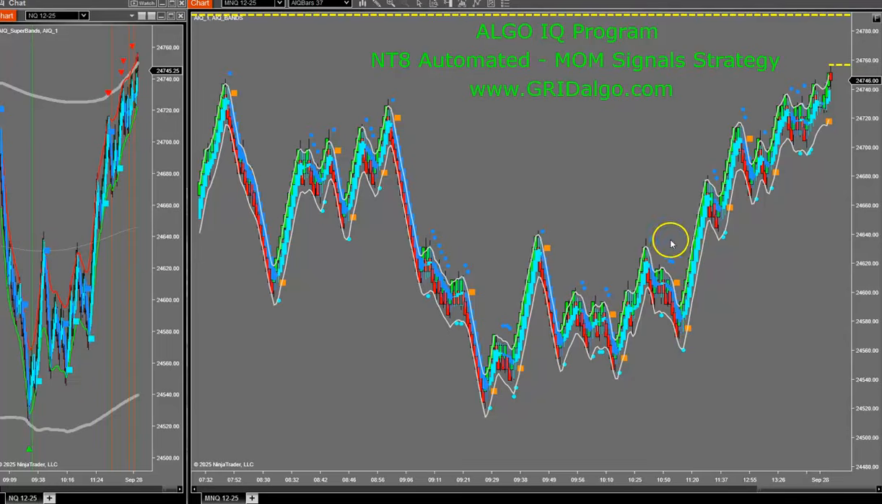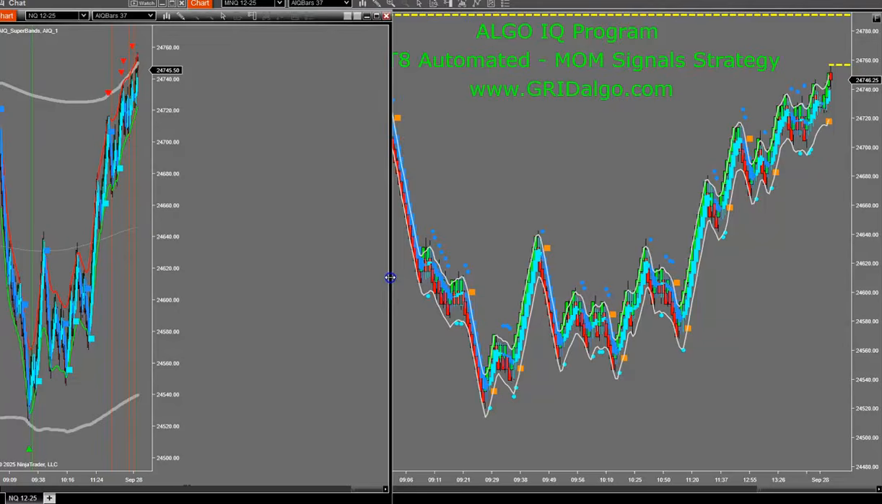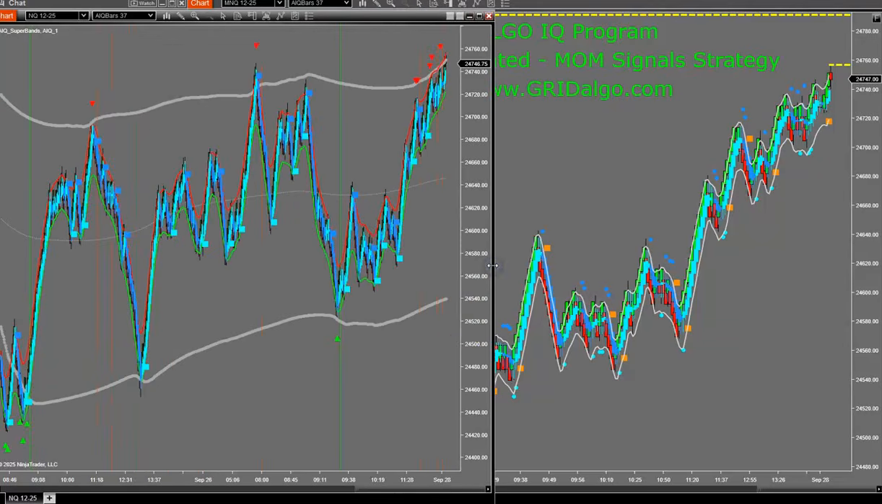I understand what the AIQ bands are, which I'm running on this chart, and why you use them the way you do. I understand the different ways I can use those bands, and I understand the AIQ1 indicator that creates the mom signals. What I don't understand is, what do I need the SuperBands for? And I said, well, here's how I use the SuperBands.